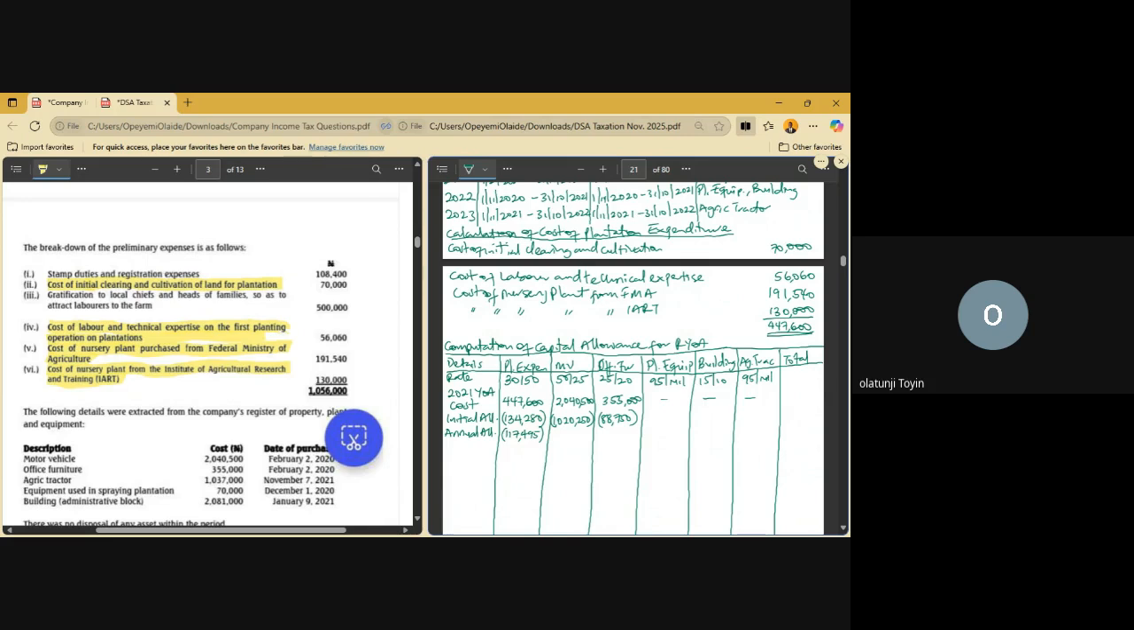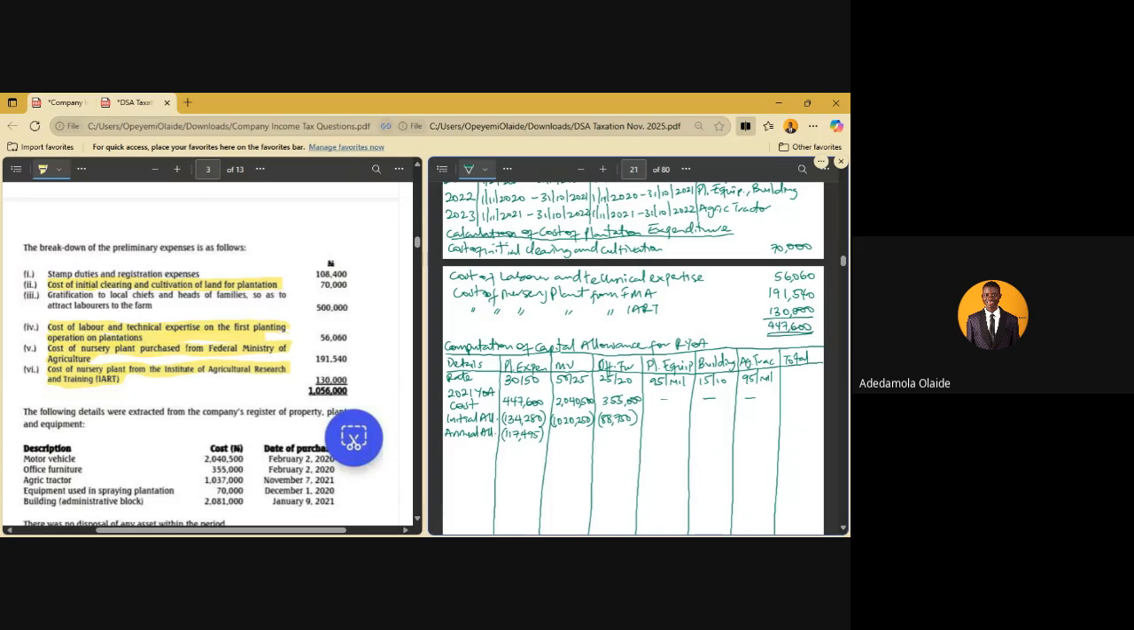Sir, I'm still having difficulty on how to compute this annual allowance. What's the formula for annual allowance? In the first year, it is cost minus initial allowance, divided by the number of years. How do we get the number of years? It's just 100 divided by the annual allowance rate. So in the case of motor vehicle, 100 divided by 25 is 4.